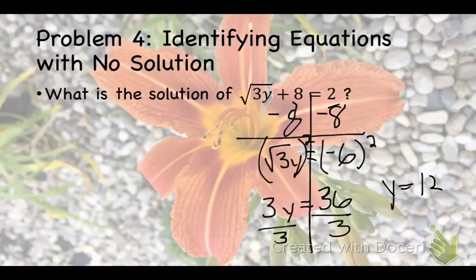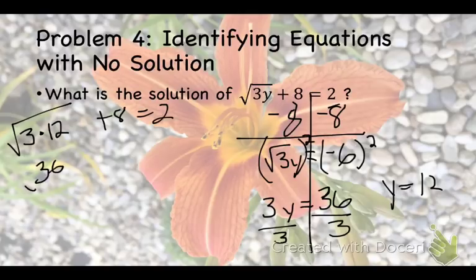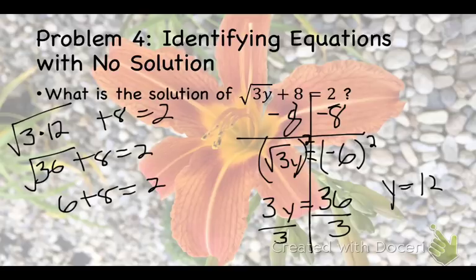So what happens then when I plug that in? 3 times 12 plus 8 equals 2. 3 times 12 is 36. 6 plus 8 does not in fact equal 2. So what happened here? 12 does not satisfy the original equation. So the apparent solution is 12, but it's extraneous. So what is my solution?